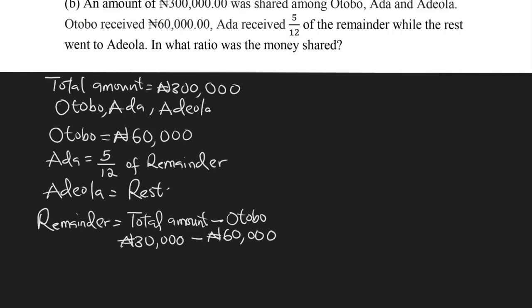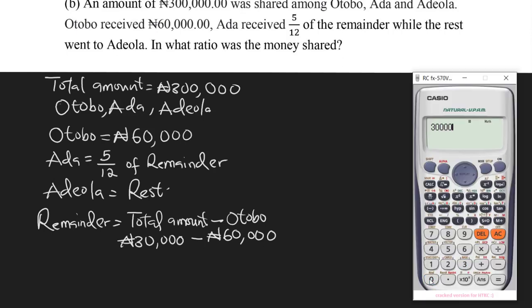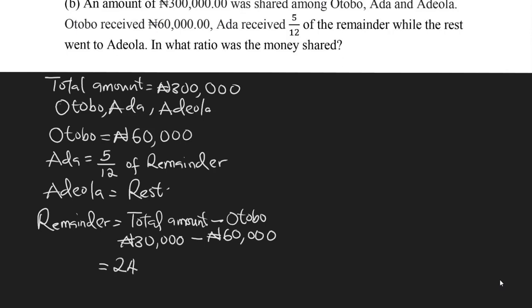So let's use the calculator to subtract 300,000 minus 60,000. So the remainder is actually 240,000 naira. So this is the remainder, right? Remember that this is not Ada's share. This is our remainder, not Ada's share. Remember that Ada received 5/12 of the remainder. So we're going to say Ada's share.